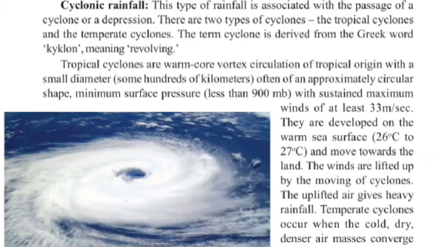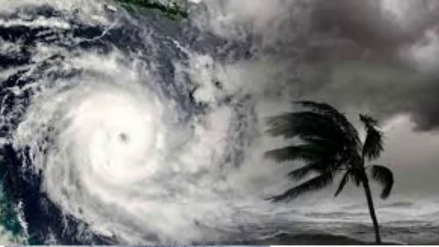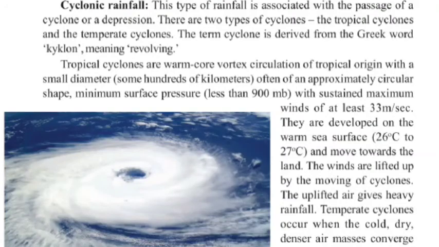This kind of rainfall is known as cyclonic or depression. Understand? There are two types of cyclones. One is tropical cyclones and another one is temperate cyclones. The term cyclone is derived from the Greek word kyklon. What is the meaning of kyklon? Revolving. You can see in this picture how the cyclone is revolving. During last month, in November, one cyclone occurred in the Tamil Nadu region, Tamil Nadu only. Okay, so this kind of cyclones are there.